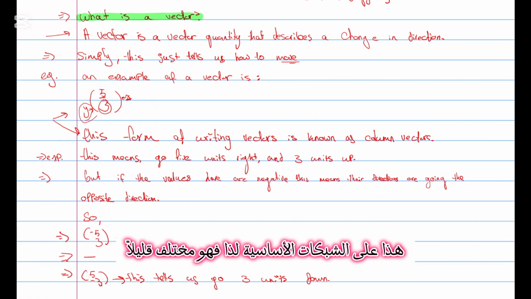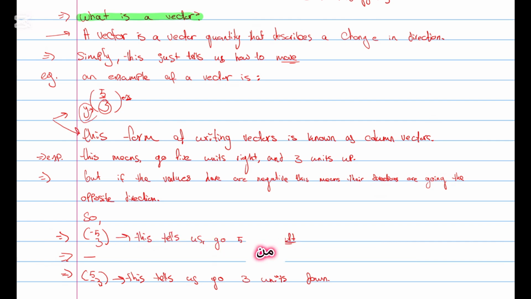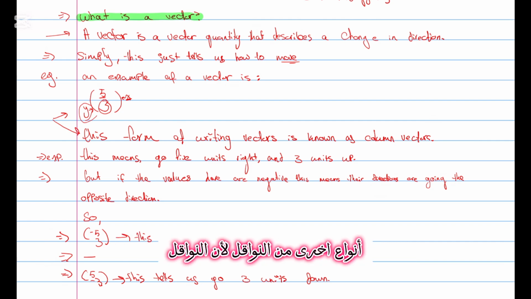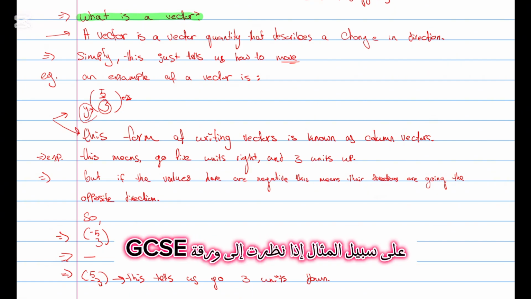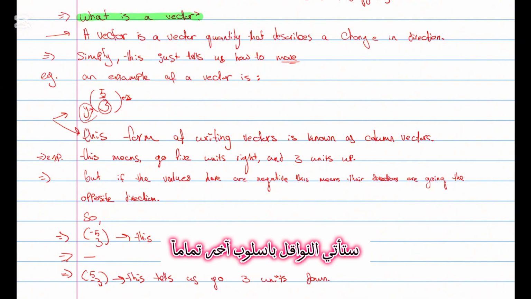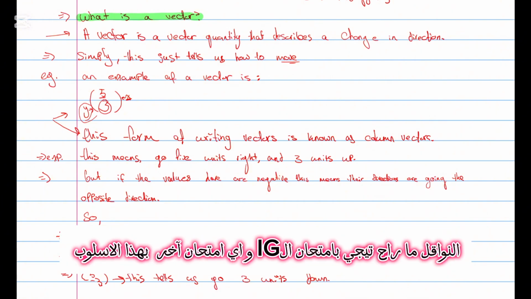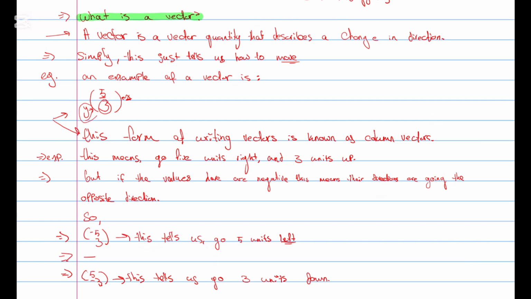This is on Cartesian grids, so it is a little different from the other types of vectors, because vectors can come in different forms. For example, the form you see in a GCSE paper is different from how we are talking about them in game dev. So that is just a way to represent vectors.